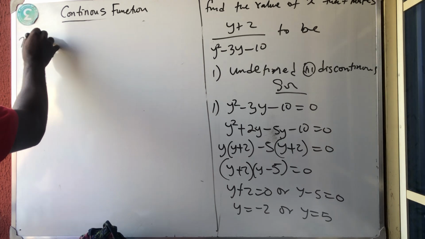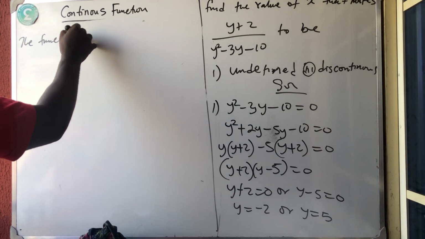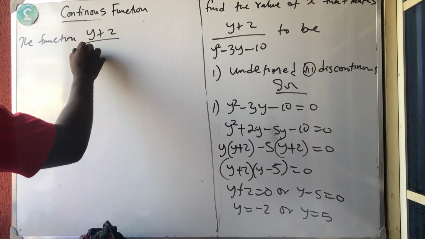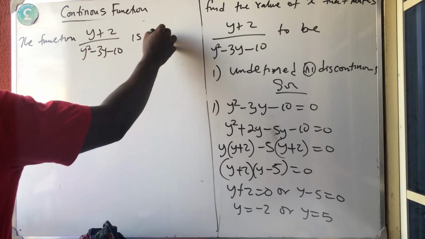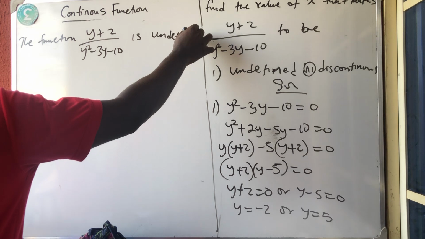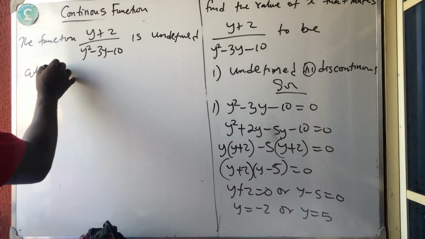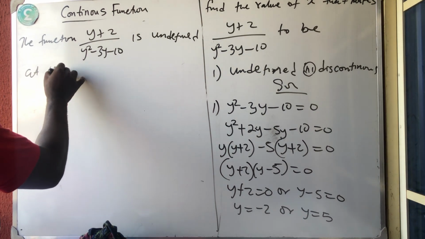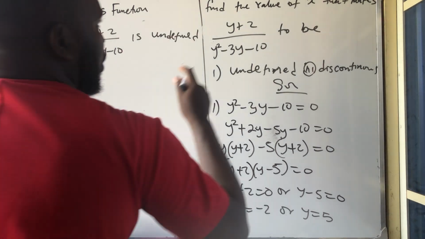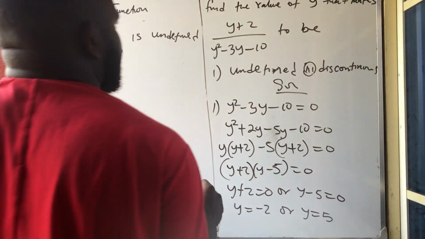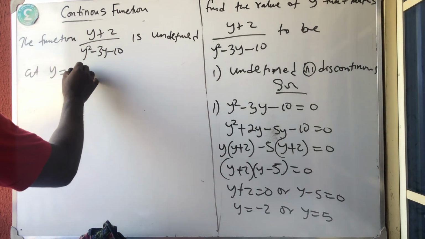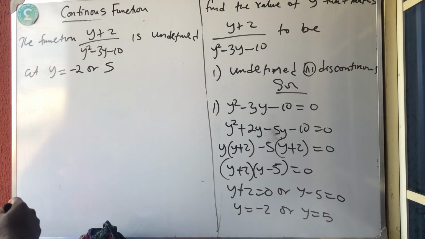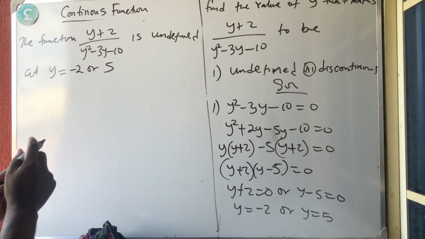The function (y + 2)/(y² − 3y − 10) is undefined at y equal to what? Find the value of y, not the value of x. Find the value of y. So it's undefined at what? y is equal to −2 or 5. Okay?